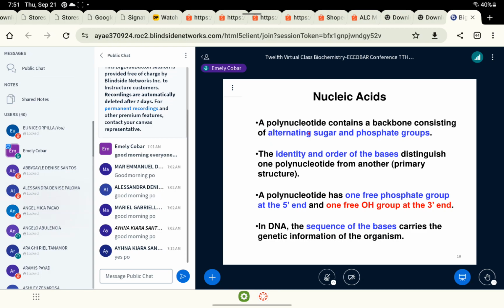So it says here, a polynucleotide contains a backbone consisting of alternating sugar and phosphate groups. And the identity and order of the bases distinguish one polynucleotide from another. So therefore, there is again what we call a primary structure. Just like in proteins, the sequence of amino acids is the primary structure, there is also one in nucleic acids. And a polynucleotide has one free phosphate group at the 5' end and one free OH group at the 3' end. In the DNA, the sequence of the bases carries the genetic information of the organism.